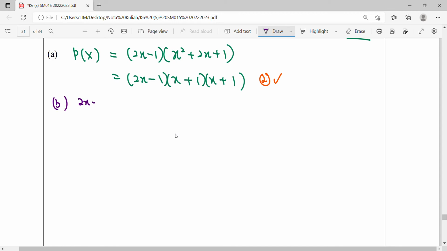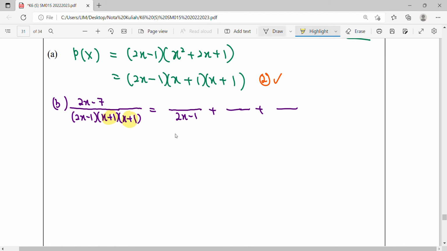For 2x minus 7 over your polynomial, which is already factorized completely, I have to express it as partial fractions, split according to its factors. One of the factors is 2x minus 1. Another factor, you can see a repeating factor occurs here, where x plus 1 is repeated. For the repeating concept, the first time we only write x plus 1. The second time, we repeat it 2 times, so it becomes squared: x plus 1 times x plus 1. So we will write x plus 1 squared.